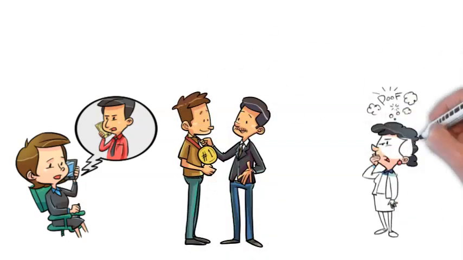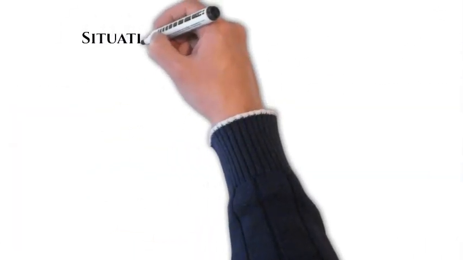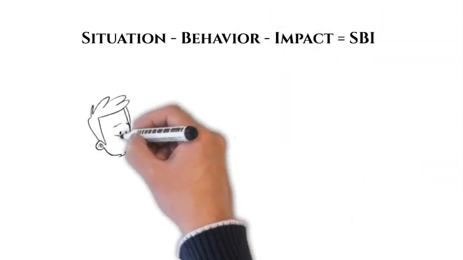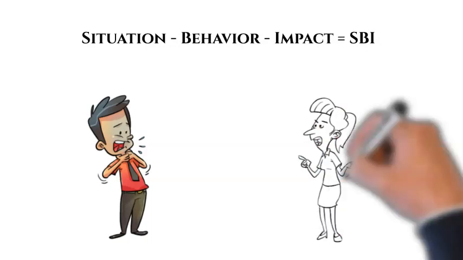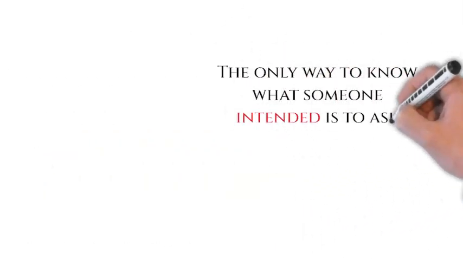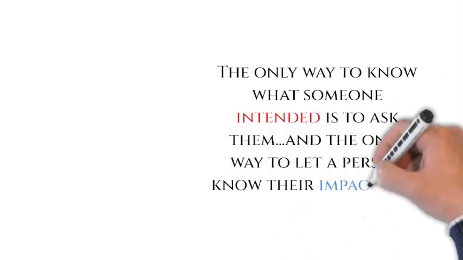Situation, Behavior, Impact, or SBI, is proven to reduce the anxiety of delivering feedback and also reduce the defensiveness of the recipient. The only way to know what someone intended is to ask them, and the only way to let a person know their impact is to tell them.